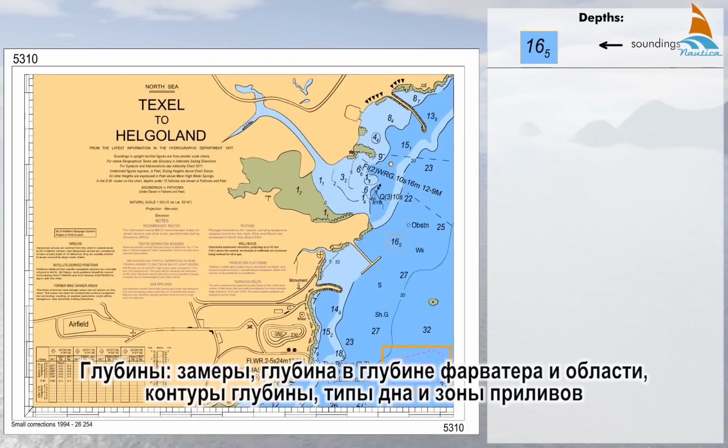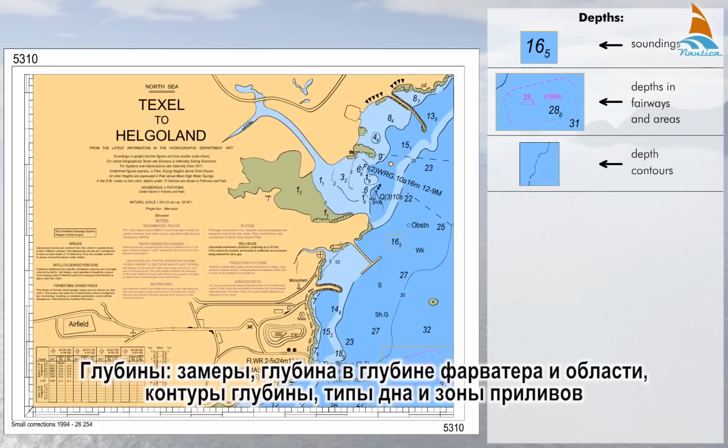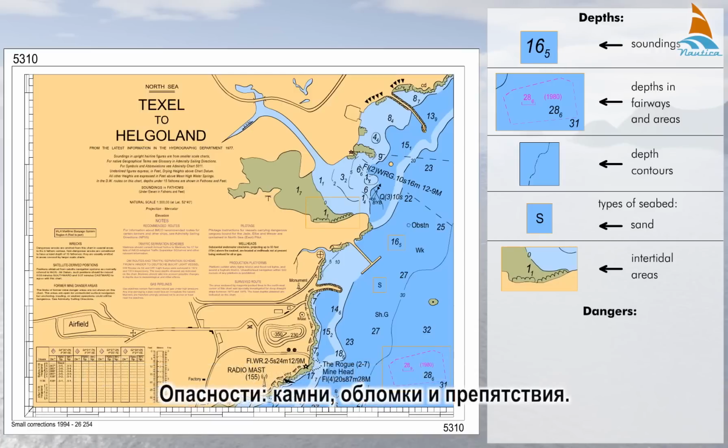depths in fairways and areas, depth contours, types of seabed, and intertidal areas. Dangers including rocks, wrecks, and obstructions.